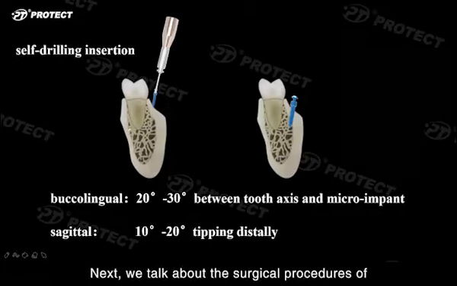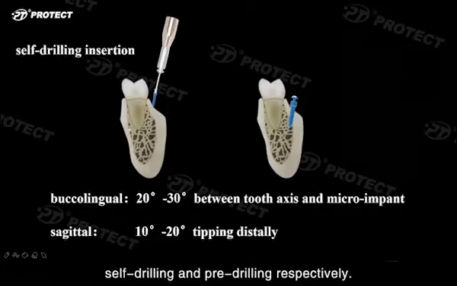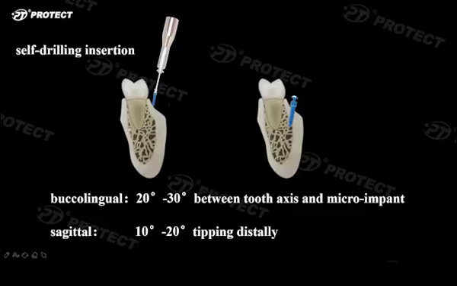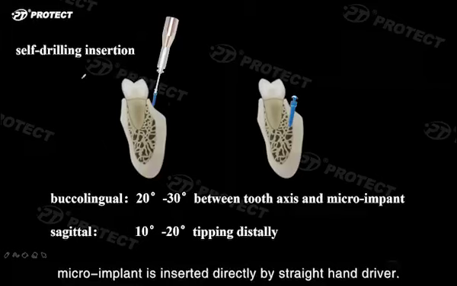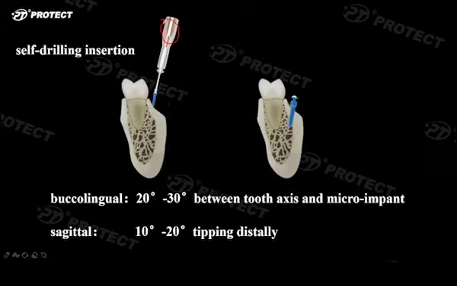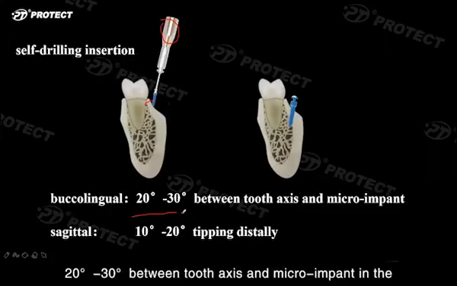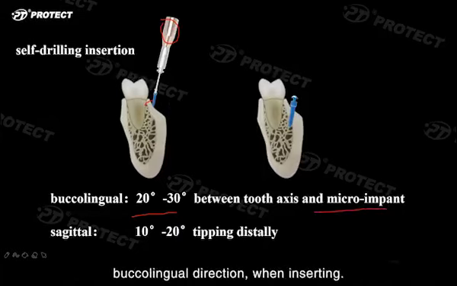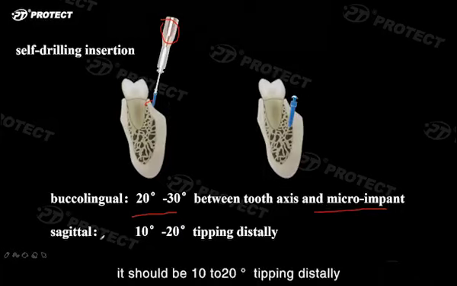Next, we talk about the surgical procedures of self-drilling and pre-drilling, respectively. In the self-drilling insertion system, the micro-implant is inserted directly by a straight hand driver. Please do not change the angle. It should be 20 to 30 degrees between the tooth axis and the micro-implant in the buccal lingual direction when inserting. Also, it should be 10 to 20 degrees tipping distally.